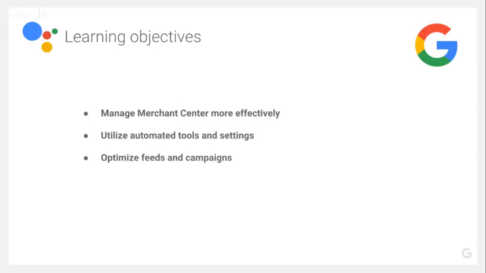Then there are some automated tools and settings that you can use in Merchant Center to make it a tiny bit easier. These are updates that have come to Merchant Center only in the last year, most of them. If you've been using Merchant Center for a longer period of time and you're not already using those, now is a good time to check those settings and see how you can minimize the effort you have to put into, for example, updating different attributes.